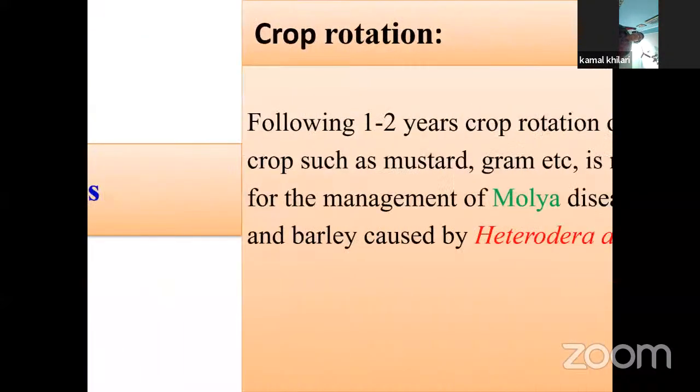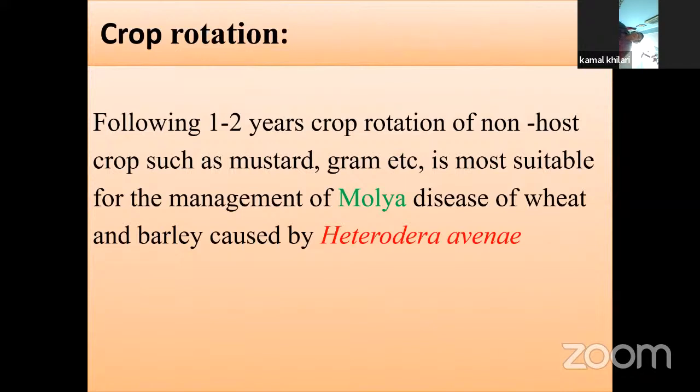So particularly in organic farming, cultural method is most important.